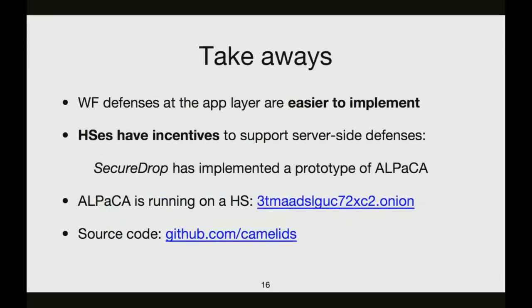So the main takeaways are that website fingerprinting defenses are easier to implement and deploy at the application layer, and they are as effective as at the network layer. We have shown that hidden services have incentives to support these defenses, and we have developed the first server-side defense in Tor. Actually, we were contacted by SecureDrop, a whistleblowing platform that runs hidden services, and they have implemented a prototype of Alpaca that will eventually be deployed.